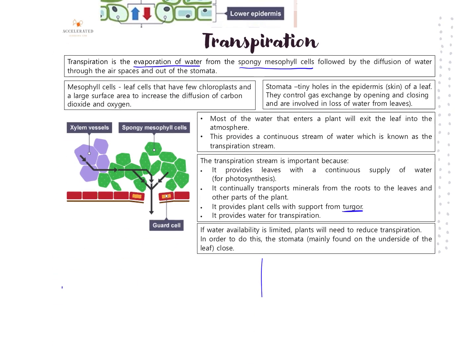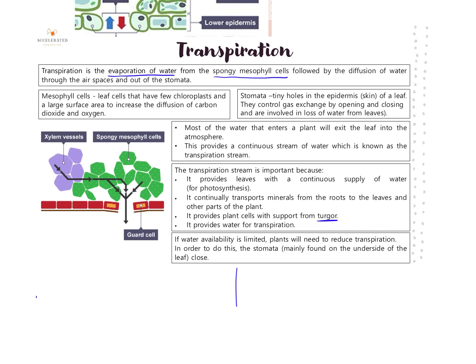Now, if my water is quite low in availability, what the plant does, very clever, is it stops this water loss. So it stops the evaporation actually occurring. And how it does this is it takes the stomata here and it closes it. So the guard cells actually shut it up, because we don't want to lose all our water.